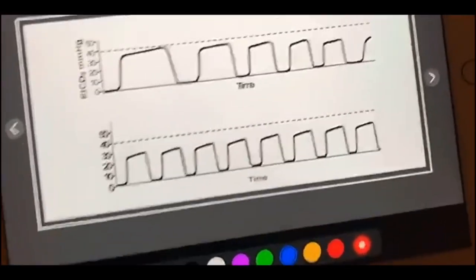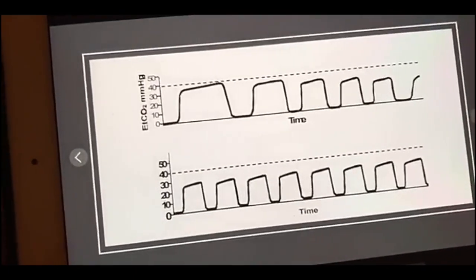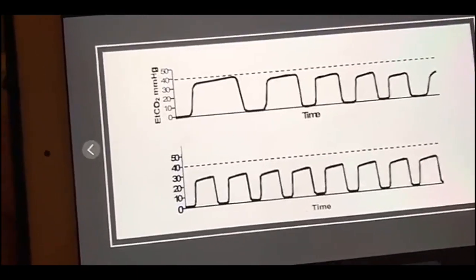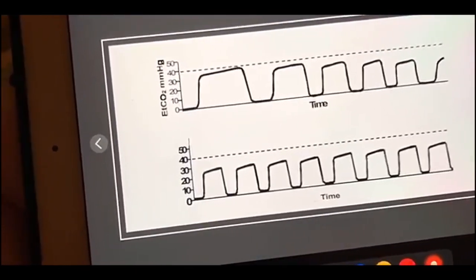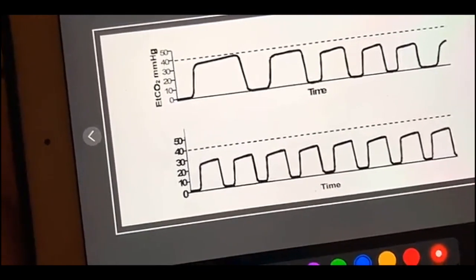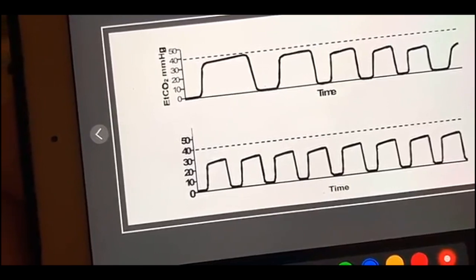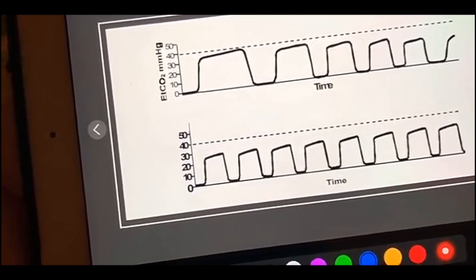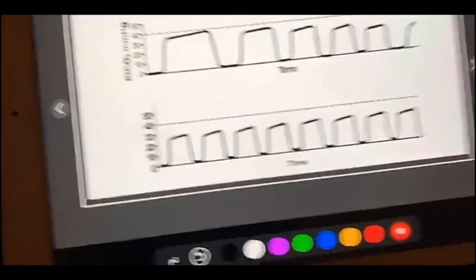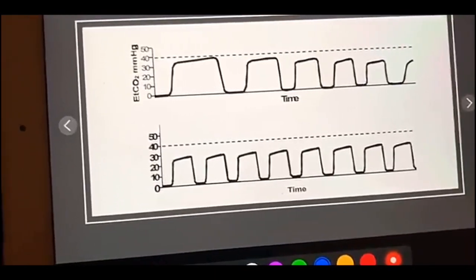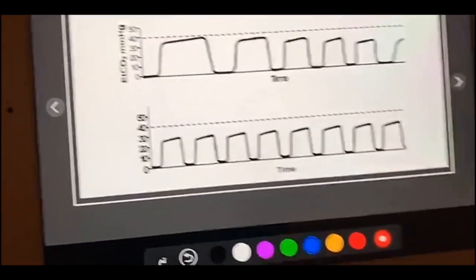In this capnogram, at first it is slow and has a normal end tidal CO2 reading, but as the rate gets faster, the waveform gets narrower, and there is a steady decrease in the end tidal CO2 below 30 millimeters of mercury. It results from either excessive breathing or deep breathing.